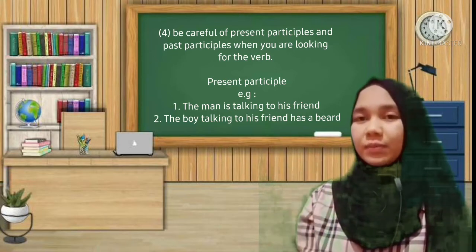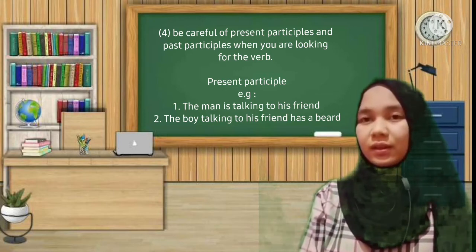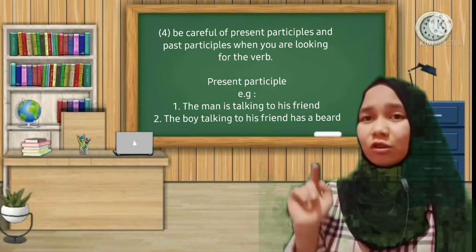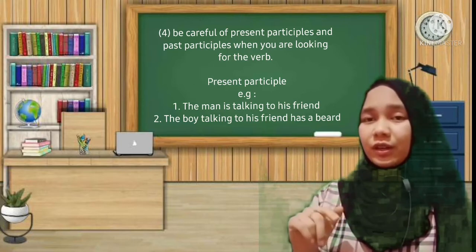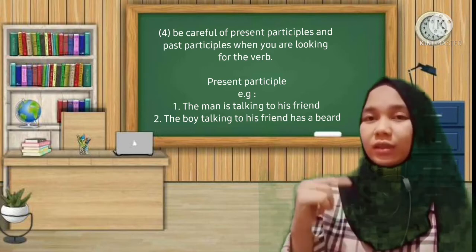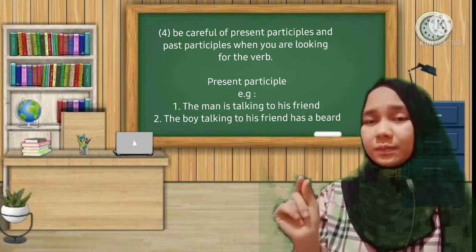And the second example is Tom talking to his friend has a breath. We can analyze from the sentence that talking is not the verb, but it is a gerund, because it is verb plus ing without to be, which means it becomes a gerund in the sentence.